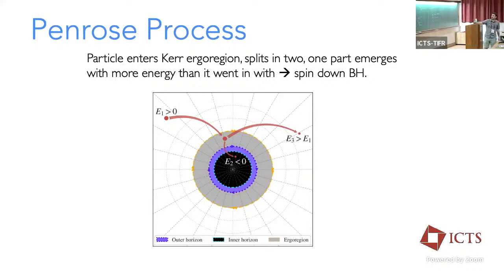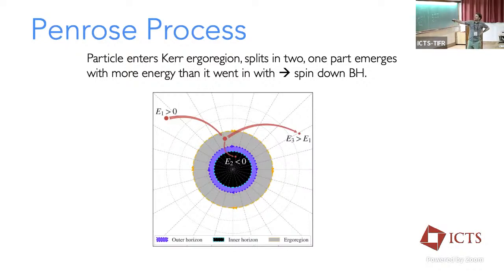So the physical process that you can imagine going on here is something called the Penrose process. What I'm drawing is the space-time of a Kerr black hole. It has an inner horizon, an outer horizon, and an ergo region. Inside the ergo region, all the frames are co-rotating. So if you go into the ergo region, you have to rotate around the black hole.